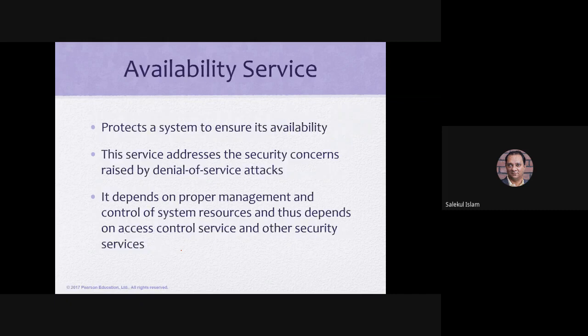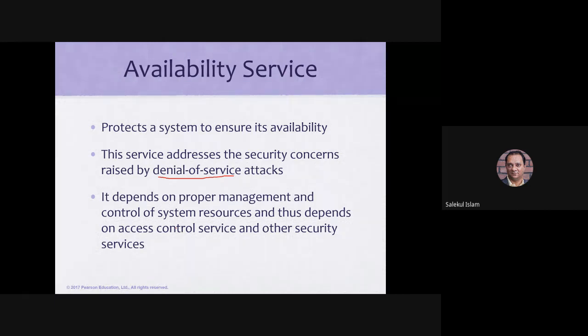We have already described availability. It protects a system to ensure its availability. This service addresses the security concern raised by denial of service. So availability and denial of service are like opposites of one another, right? Using a DOS attack, we want to stop availability. That's the main idea. It depends on proper management and control of system resources, and thus depends on the access control service and other security services.